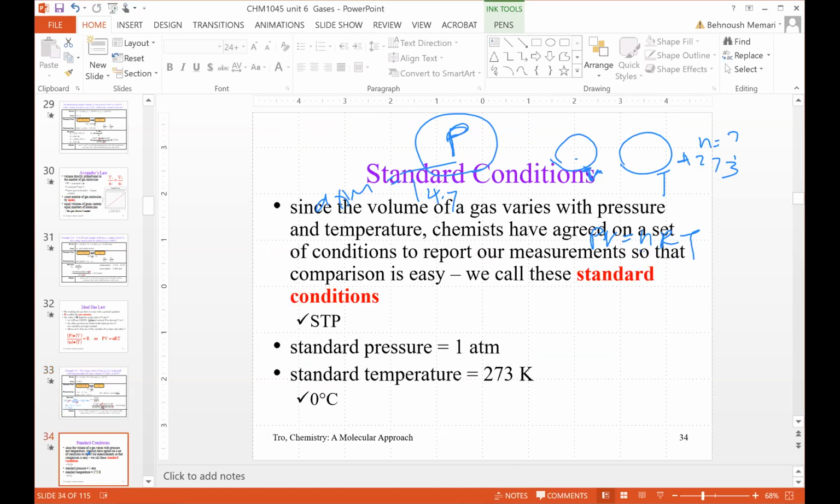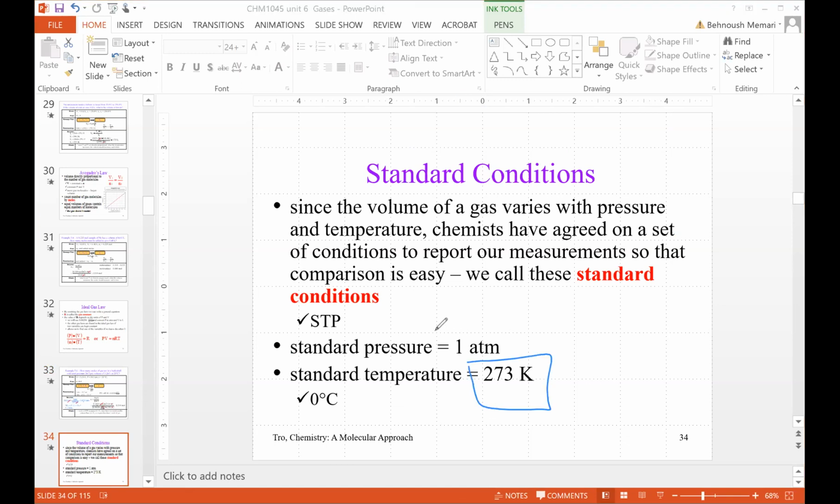I said STP. So remember, STP is a standard condition. Standard temperature is 0 Celsius. This is for gases. And for thermodynamics, standard temperature is room temperature. But for gas law, standard temperature is 273 Kelvin, and standard pressure is 1 atm. If the pressure is 1 atm and the temperature is 273, 1 mole equals 22.4 liters.